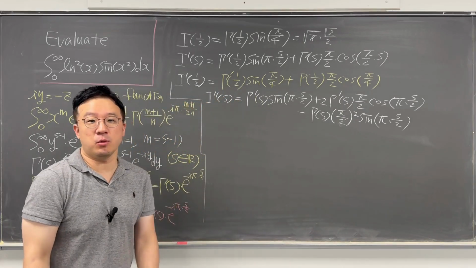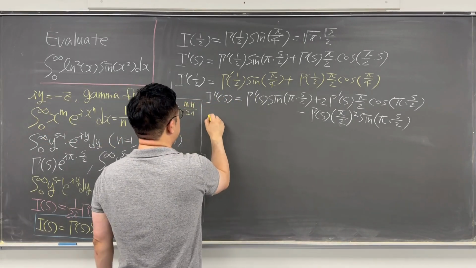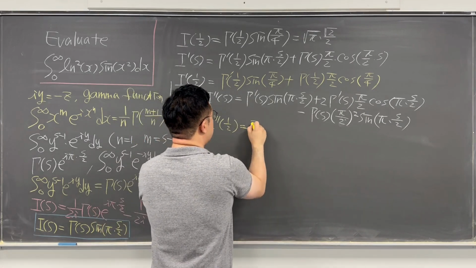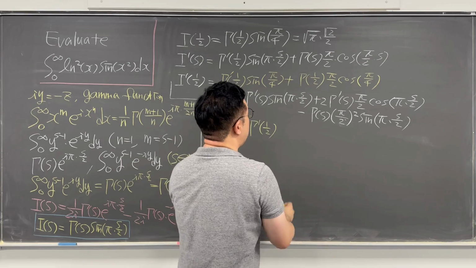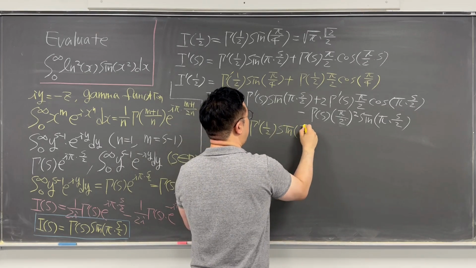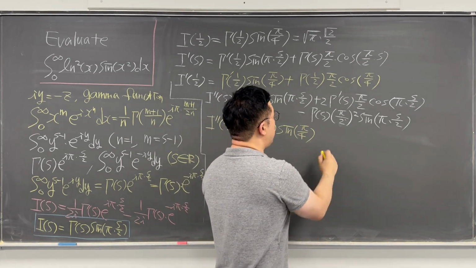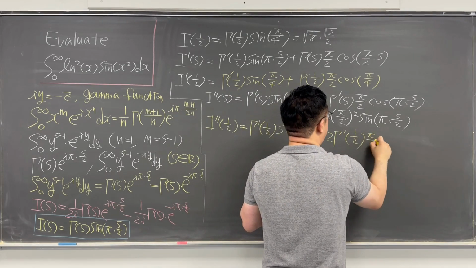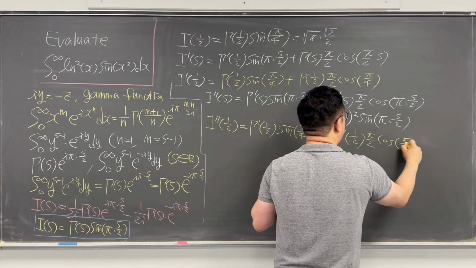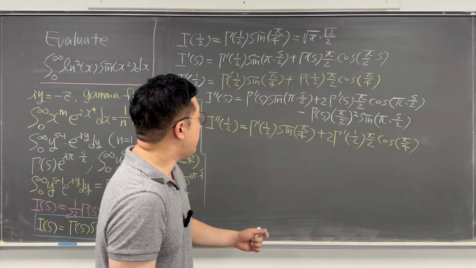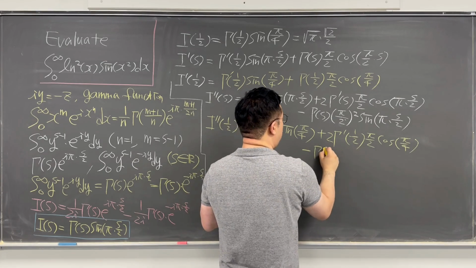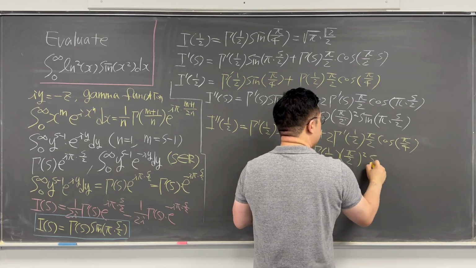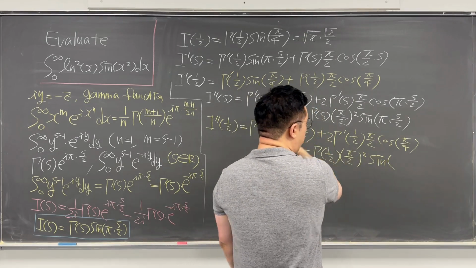So that's why if you plug in 1 over 2 for s, I double prime of 1 over 2 is gamma prime of 1 over 2 times sine of pi over 4, and then that plus 2 times gamma prime of 1 over 2 times pi over 2 times cosine of pi over 4, minus gamma of 1 over 2 times pi over 2 squared times sine of pi over 4 again.